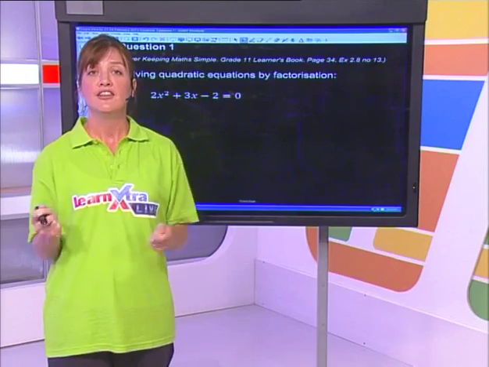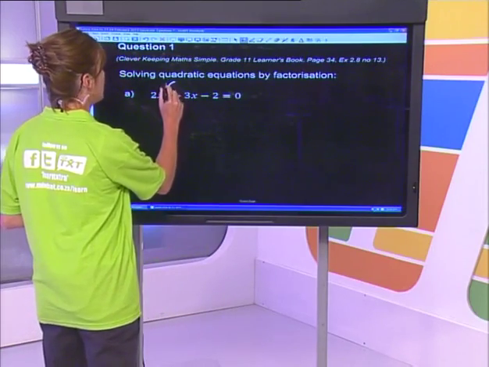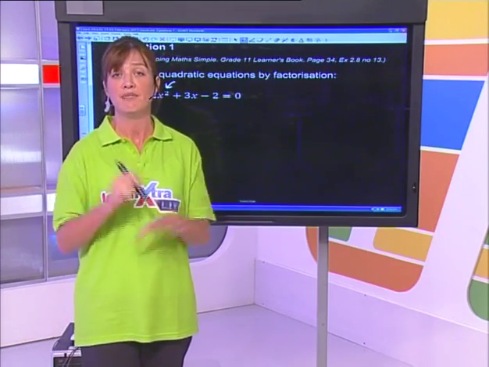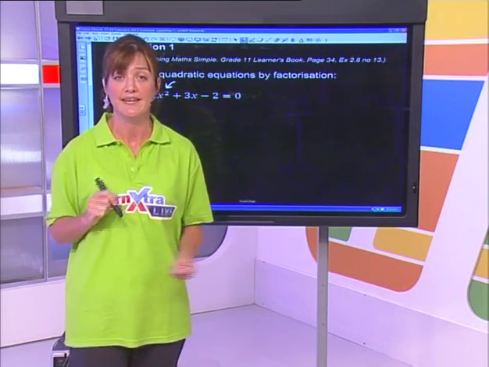Okay, a few things to look out for. Firstly, we know it's a quadratic equation because we have got an x squared. Okay, it's not linear. Linear would be defined by having just x to the power of 1. Quadratic, we're now working with x squared.